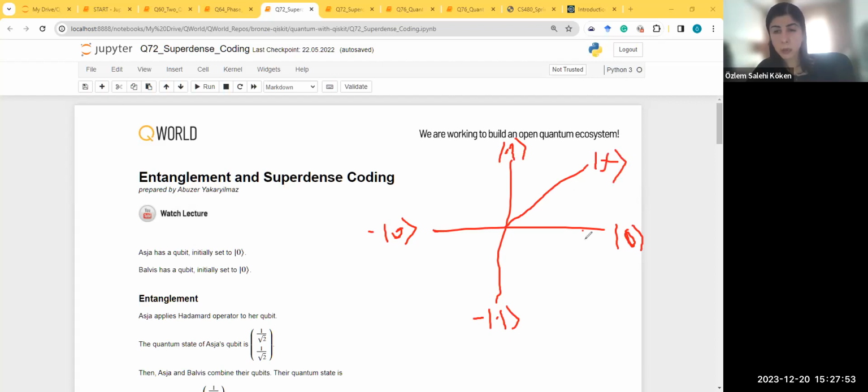Why? Because this is 1 over square root 2, 0 plus 1 over square root 2, 1. And this should be the minus state. Why? Because this is 1 over square root 2, 0 minus 1 over square root 2, 1. And what else? Minus 0, minus 1. So this should be minus plus. And this should be minus, minus.